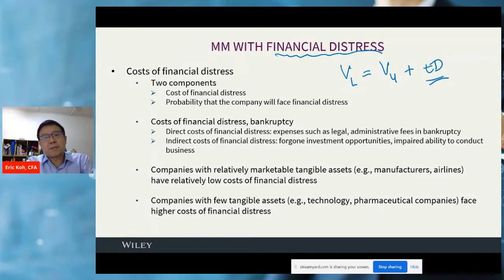If you borrow too much, you will subject your firm to lots of potential problems. And just to summarize, there are two categories of financial distress here. The first is the direct cost of financial distress. And the second is perhaps the indirect cost of financial distress. I will not go through in detail, but I will just very briefly explain to you what we mean by the direct cost of financial distress.